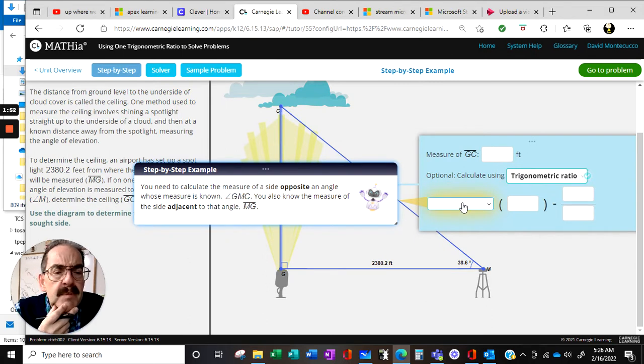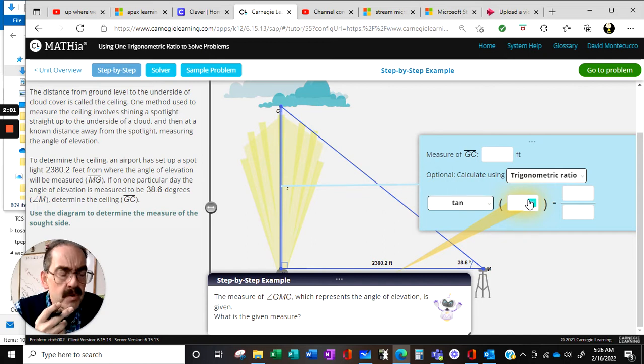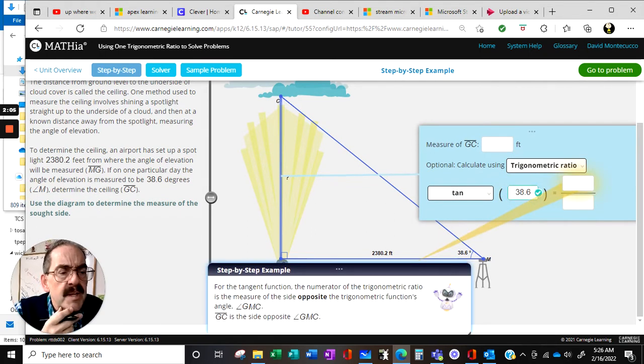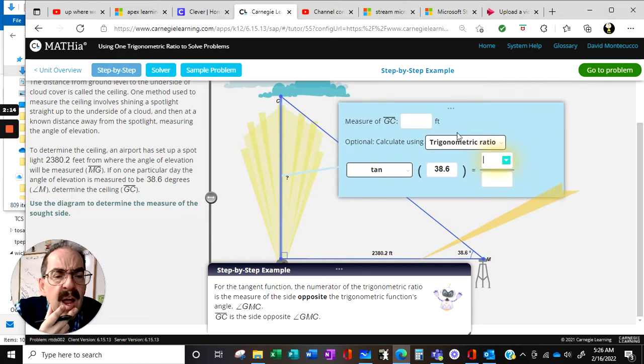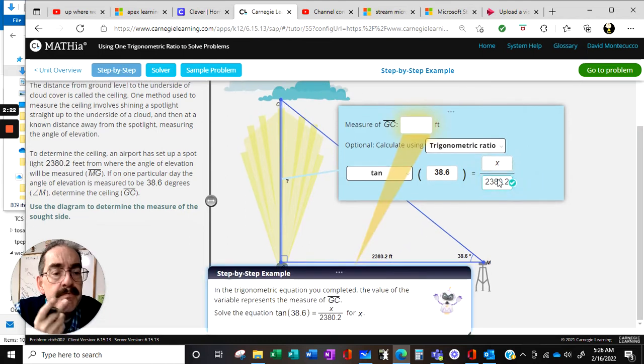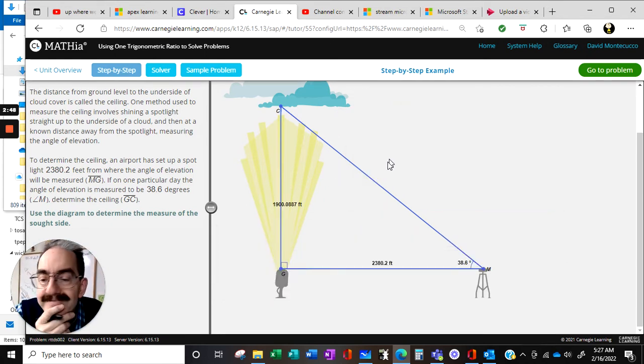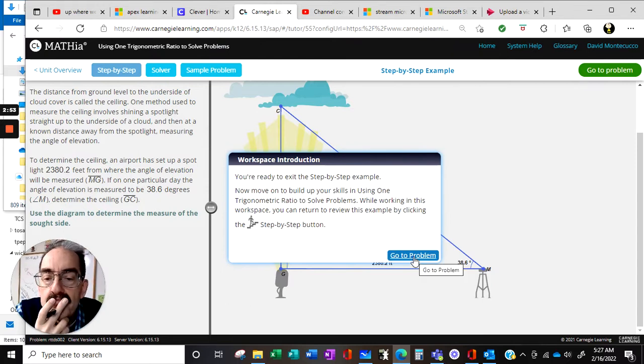And the OPP will be the tangent of 38.6, and that's going to be equal to the OPP x over 2380.2. There we go. Okay, now we need a solver, right? So this is going to multiply both sides times that. We could do that. Let's just go 2380.2 times the tan of 38.6. There we go. Cool. All right. Go to a problem. Yep. Cool.